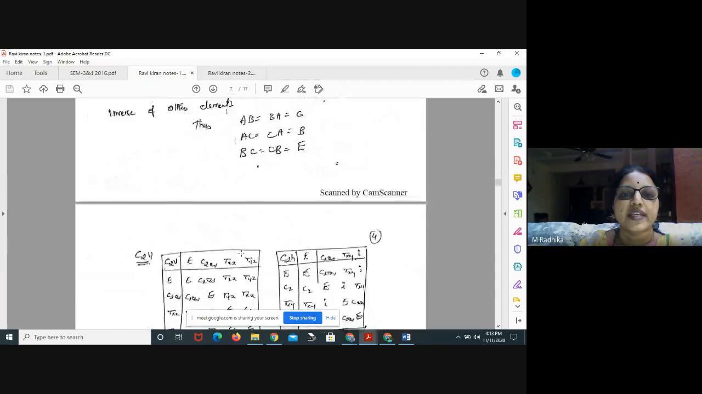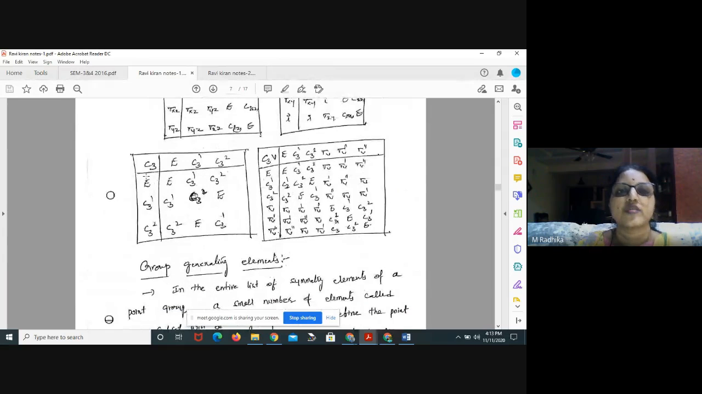So we'll just take one example. Let's take C3. In C3, what are the elements? We have one identity, we have one C31, and we have one C32.